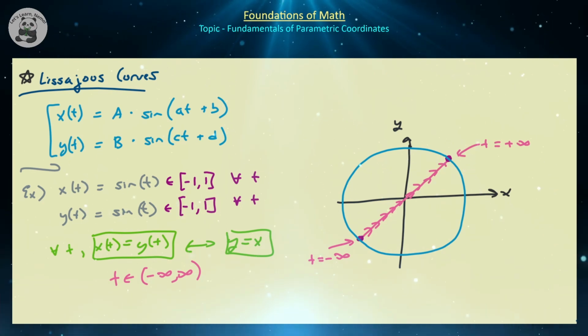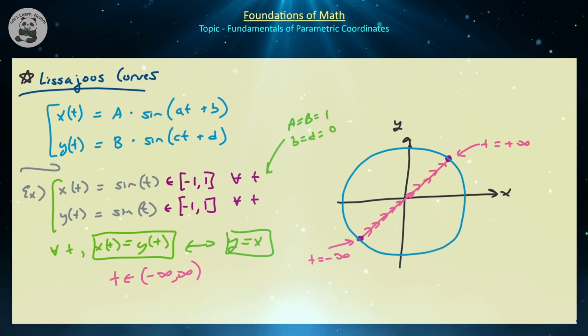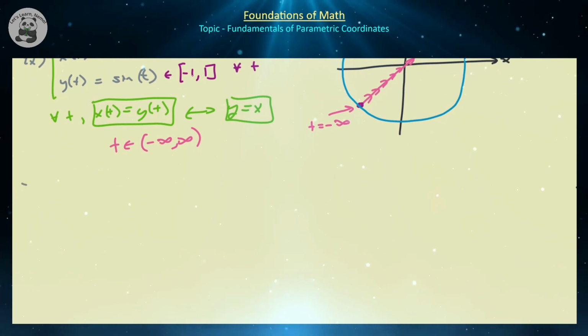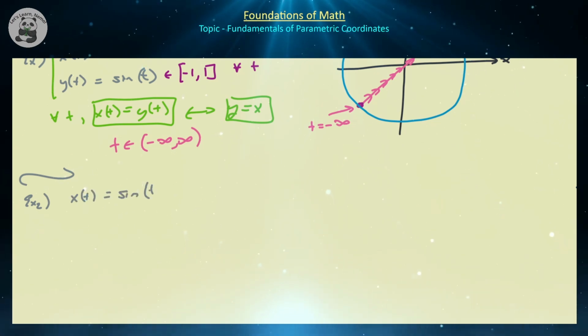So that would be an extreme case of a Lissajous curve. In particular, this is a Lissajous curve with capital A equal to capital B equal to 1, little b equal to little d equal to 0, and little a equal to little c equal to 1. Right? So by definition, it is a Lissajous curve, although it doesn't really have any curviness to it. Let's look at another, slight variation of this: x of t is equal to the sine of little t plus 1, and y of t is equal to the sine of little t.